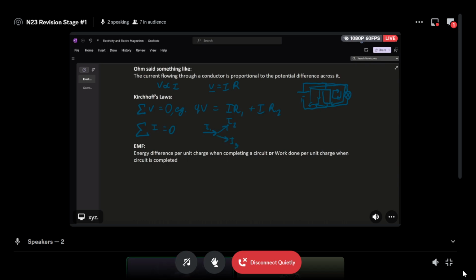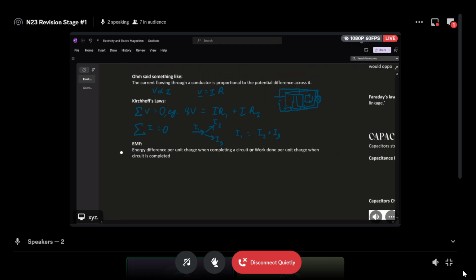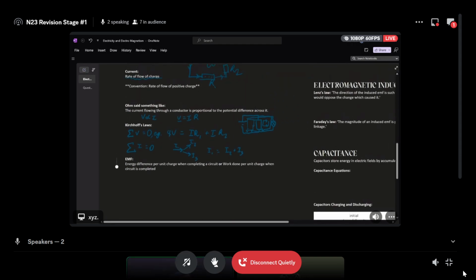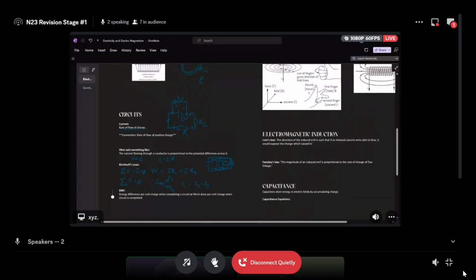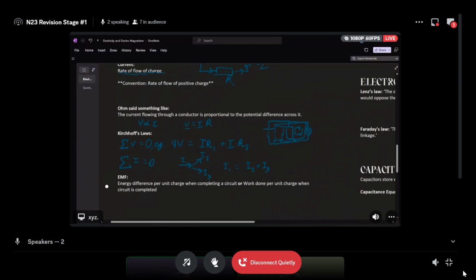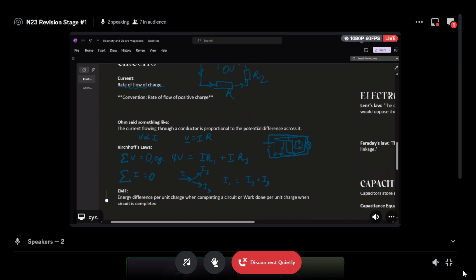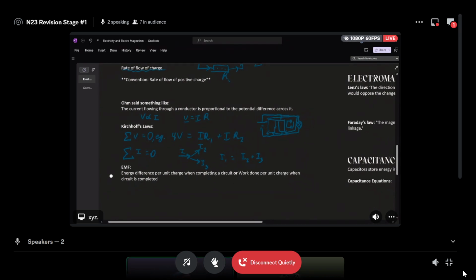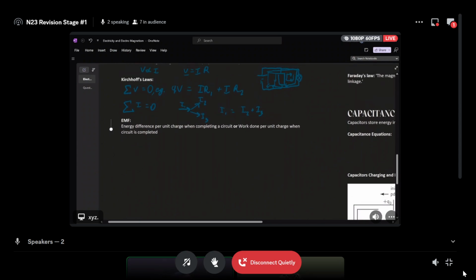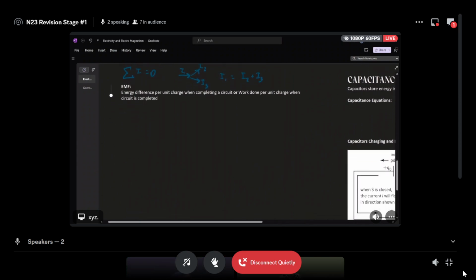So if we have a junction that looks like this, I1 will be equal to I2 plus I3. And when these two laws are used together, a lot of simultaneous equations can be formed, and you can solve for pretty much all of them. Given enough information in the question, you will always be able to solve for all the voltages and currents and resistances.